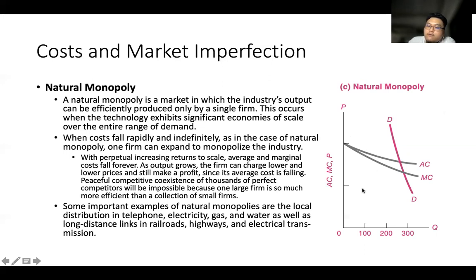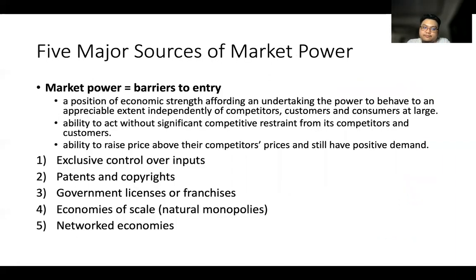With perpetual increasing returns to scale, average and marginal costs fall forever, downward sloping. As output grows, the firm can charge lower and lower prices and still make a profit since its average cost is falling. Peaceful competitive coexistence is not possible in this case, because one large firm is so much more efficient than a collection of small firms. Some important examples of natural monopolies are the local distribution in telephone, electricity, gas, and water, as well as long distance links in railroads, highways, and electrical transmission.